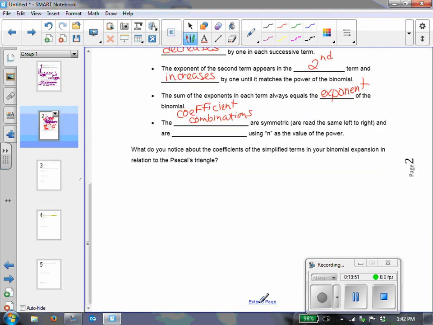Okay, here's the thing. The coefficient combinations, that applies only, it applies, let me see this easily. This is nice and easy, because what are the coefficients in the binomial?